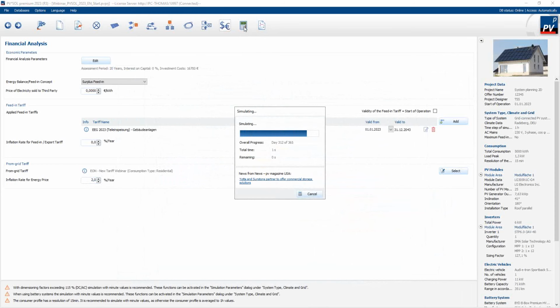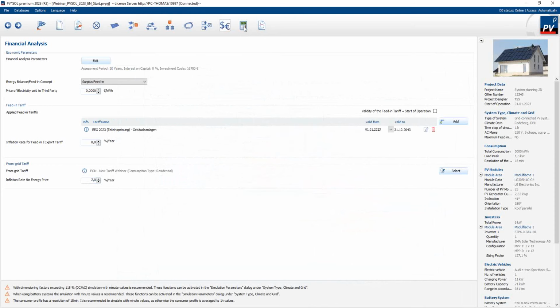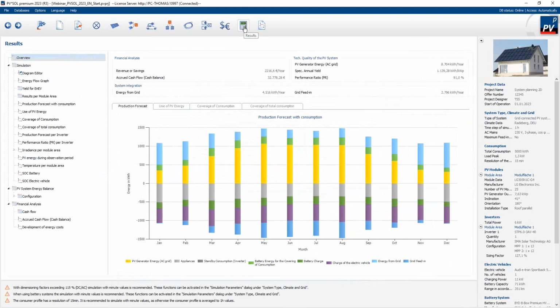So we have defined everything in our planning. Press simulate, and then the overview page appears with some information about the generated energy and some economics. The technical quality of your system we find on the upper right-hand side with the PV generator power you have produced. It's around 8,700 kilowatt hours in the first year. Then you will have the specific annual yield. This is around 1140 kilowatt hours per kilowatt peak.